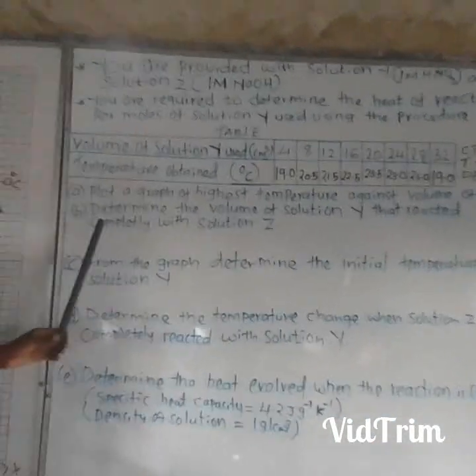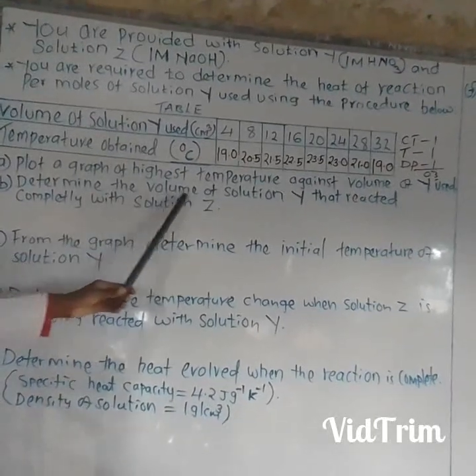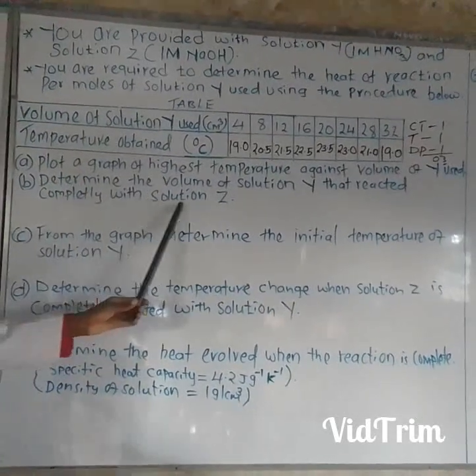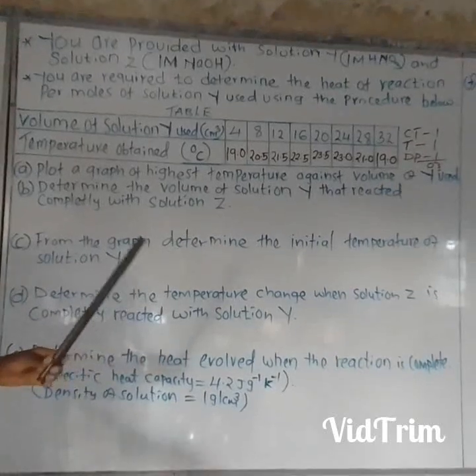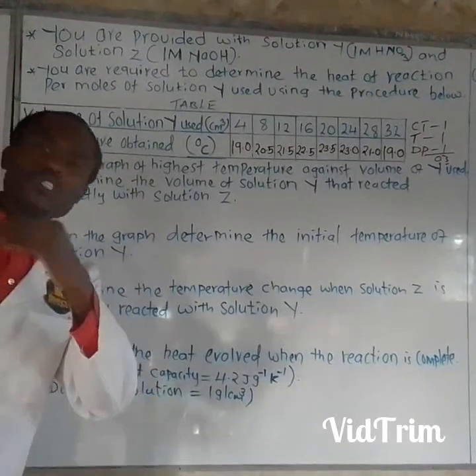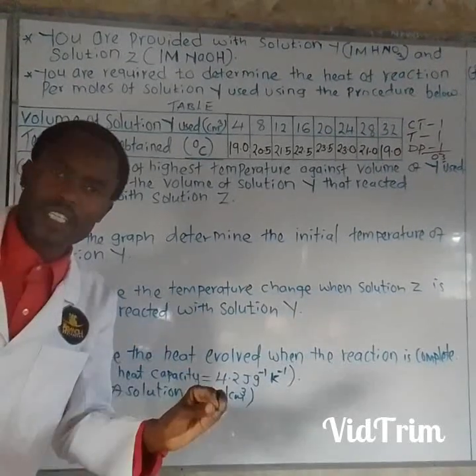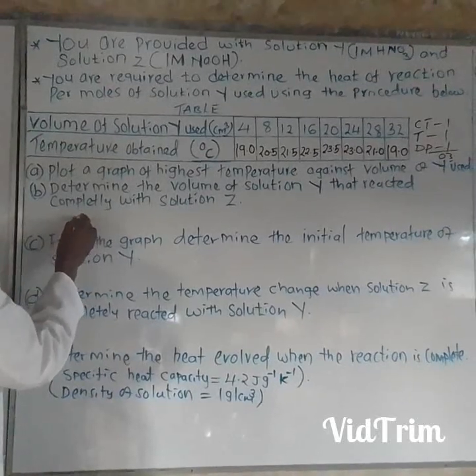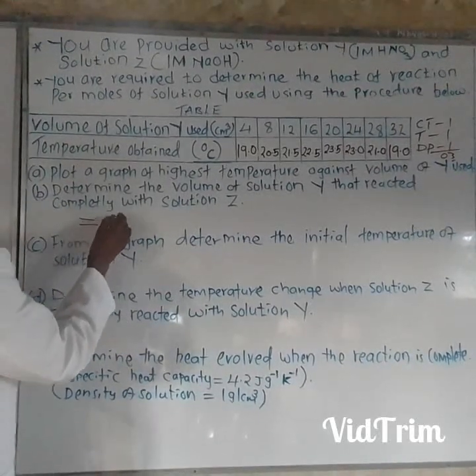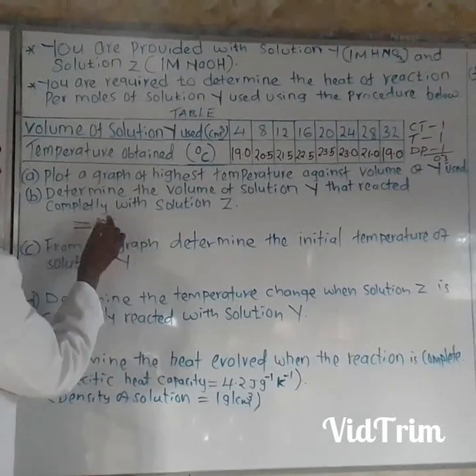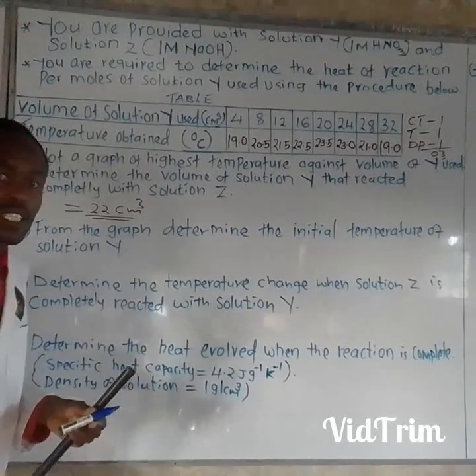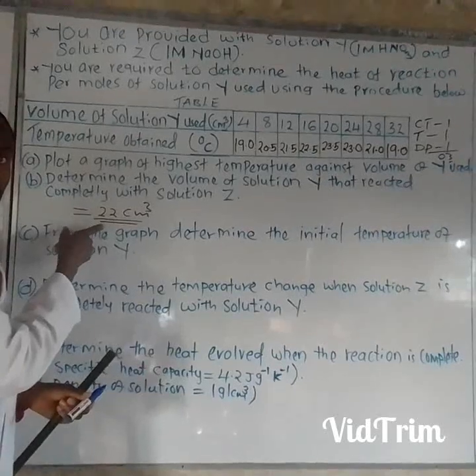So my student, without wasting time, we have plotted the graph. Then the question is, determine the volume of solution Y that reacted completely with solution Z. That means the volume of Y required to neutralize solution Z completely. We have calculated it from the graph, and found that it is equal to 22 centimeter cube. Going back to the graph, you will see that we have got 22.